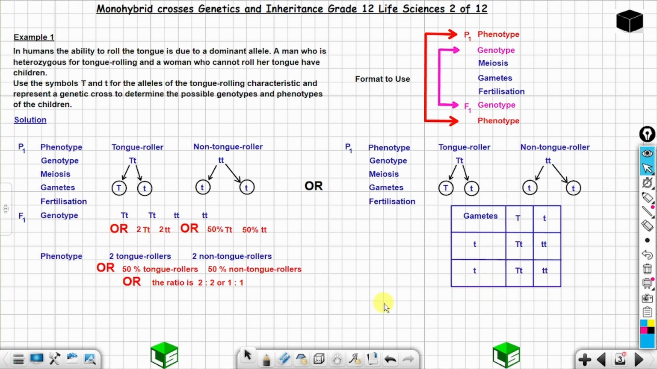Okay, now from here you are going to do the same. Okay, F1, the genotype. Okay, and the phenotype. Okay, so you have the same. You can give your percentage for the genotype if you want. Okay, you can also give the percentage for the phenotype and the ratio for the phenotype. Depending on the question, you are going to give what they want.